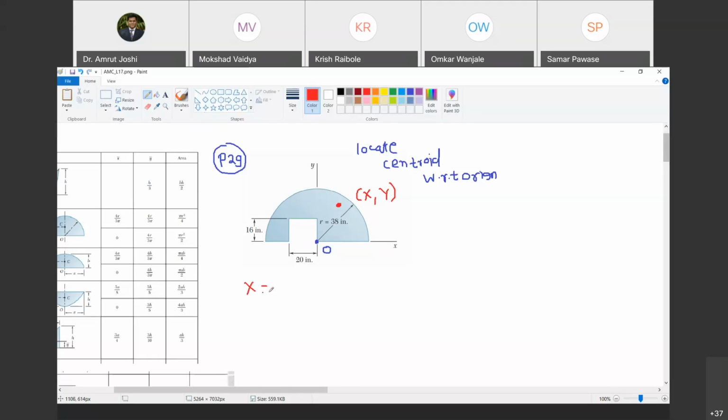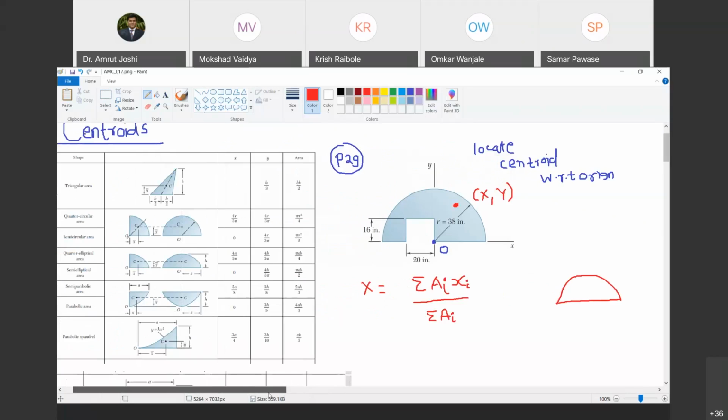Pretty simple. X is equal to summation AI xi divided by summation AI. And what is AI? So this entire complicated figure we are going to break into figures for which we already know the centroids. Are you following? Yes, sir. So do you know the centroid for a semicircle? Yes, just now we saw the formulae on the left hand side. So we know the centroid for a semicircle. Do you agree with me? Yes.